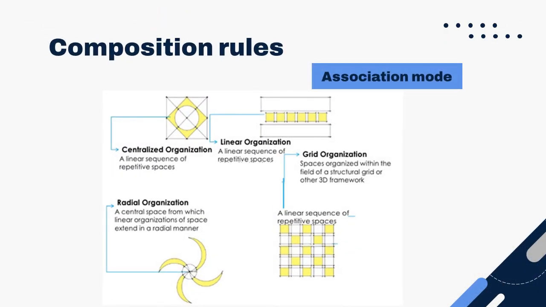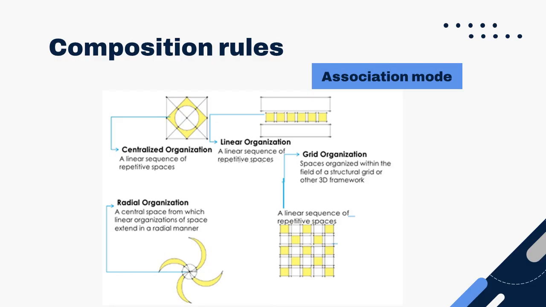Now, we will explain association modes that can designate the various spatial organizations, and there are 4 types. Starting with the centralized organization, here all elements are grouped around a central space, so it's introverted. The linear organization is made up of a repetition of a series of spaces similar in function, form, or size.